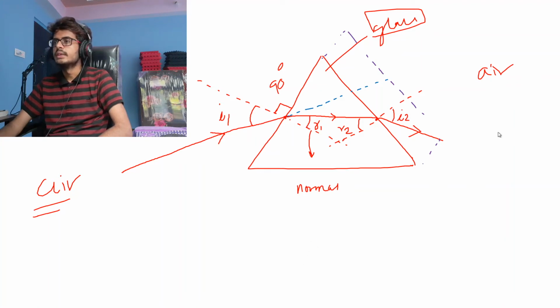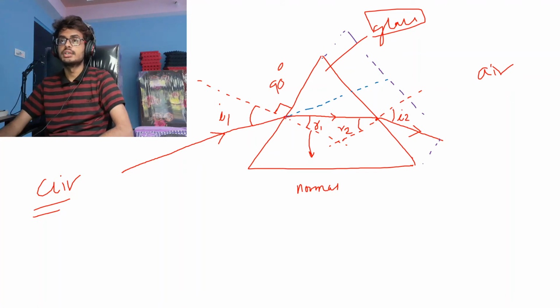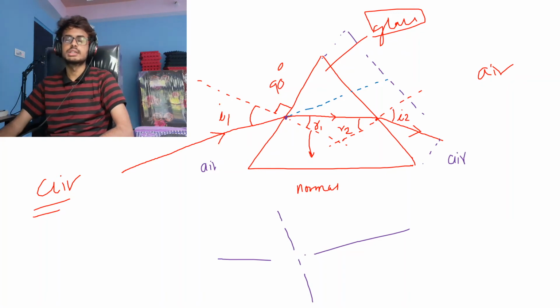Can't the normal be the same for both the refractions? Okay, I'll see whether that is possible. The first refraction is happening between the air here and this glass here, right? And the second refraction is happening here, between this glass and the air. If these are two different surfaces, I can't have a common normal for both.